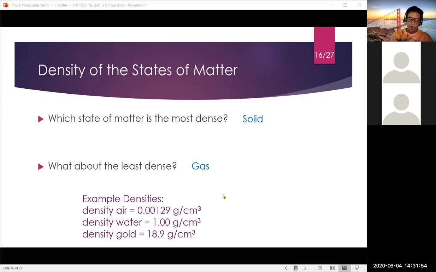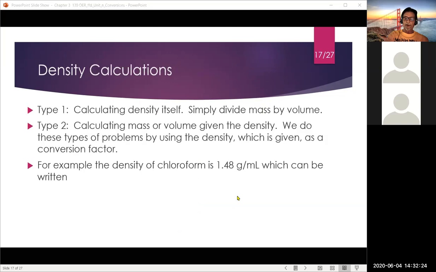The density of water, for example, that's our reference point. Water is 1 gram per cubic centimeter or 1 gram per milliliter. The density of gases is much, much smaller. And heavy metals, in this example gold, 18 grams per cubic centimeter. Again, these are ratios. These are constants of physical properties of whatever material you are studying.